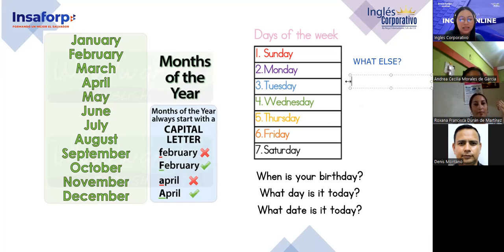Languages or nationalities. For example, Japanese, nacionalidades. Siempre se escriben con mayúsculas. Idiomas, por ejemplo, this one, English. Last name. Siempre van con mayúscula. Inglés, porfa, no lo pongamos en minúscula. No, this is incorrect. We always write it with a capital letter.